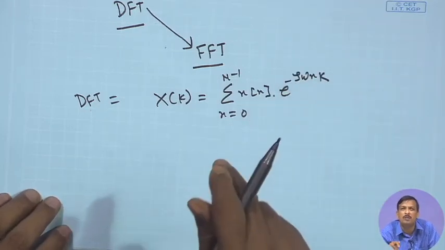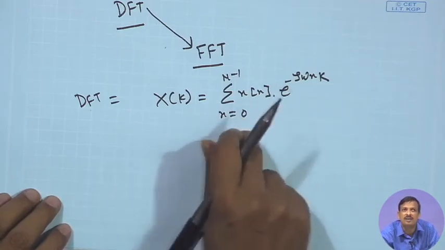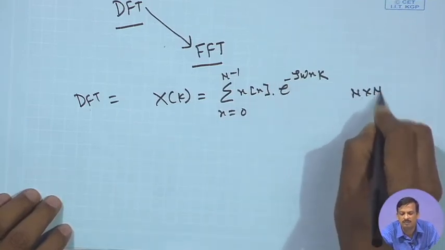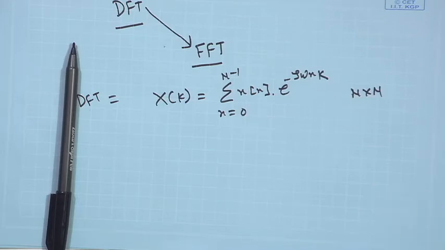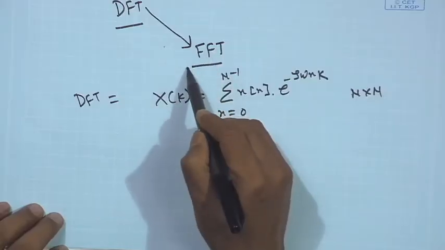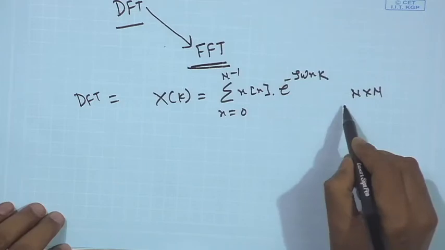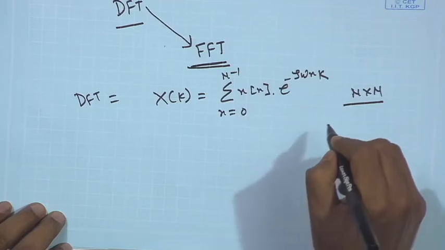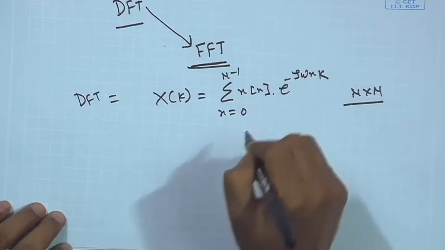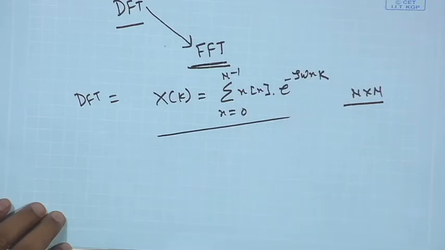So, how many complex multiplications are there here? N cross N complex multiplications are there. Now, I want to reduce it. I want to reduce this complex multiplication so that it can be computed much faster. So, how can I do it? That is why it is called fast Fourier transform. So, instead of N cross N, can I use some other method which can reduce the computational cost of the DFT?